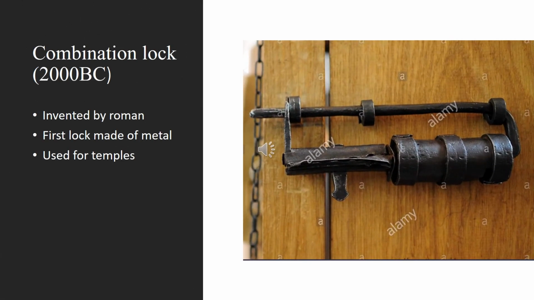In 2000 BC the Romans improvised hugely on the Egyptian design to create their own locks made primarily of metal. They were also one of the first to invent the combination lock. These were used to protect the temples.